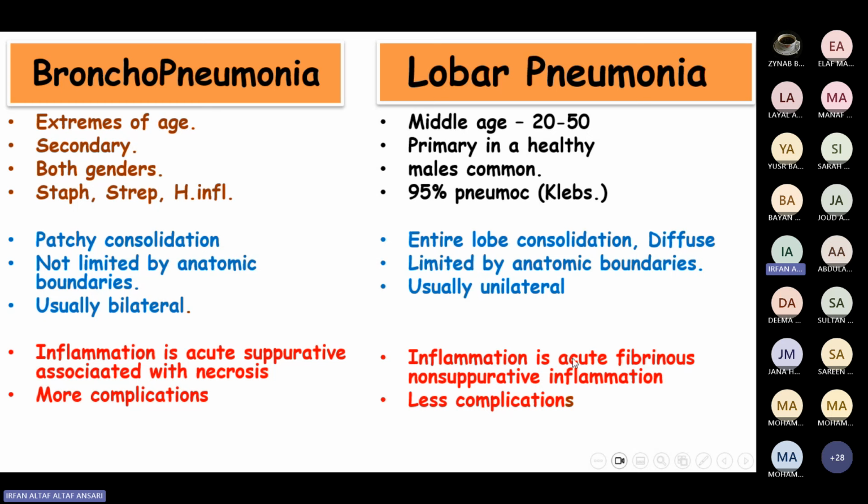Here inflammation is acute fibrinous, non-suppurative. So here you have a lot of fibrin deposit, a lot of macrophages, fewer neutrophils, and less complication because it is in a relatively good age group, healthier persons, and limited by the anatomical boundary, with less chance to go to the systemic circulation. So this is the difference between bronchopneumonia and lobar pneumonia.